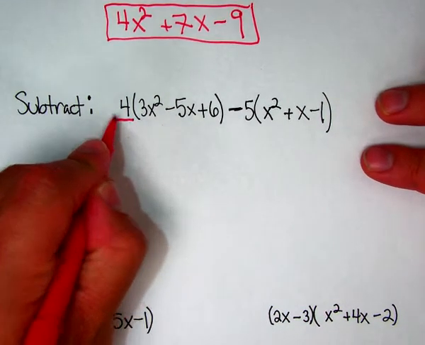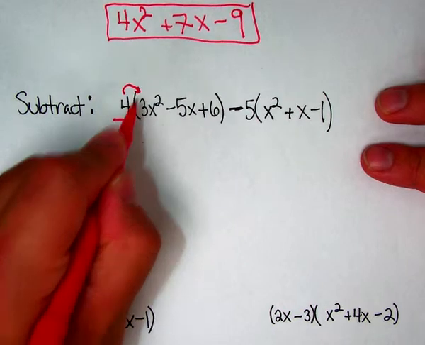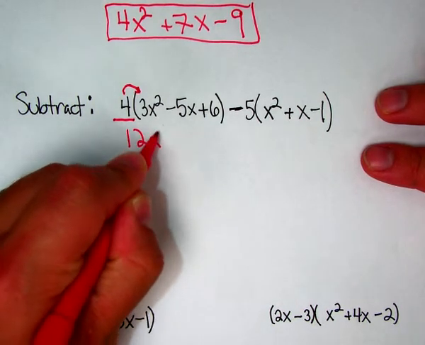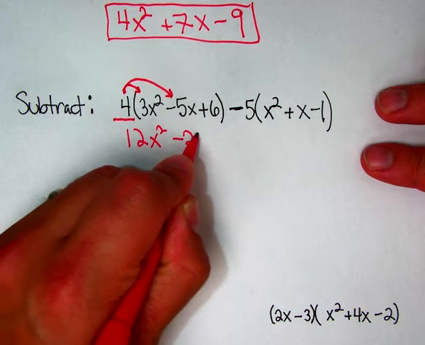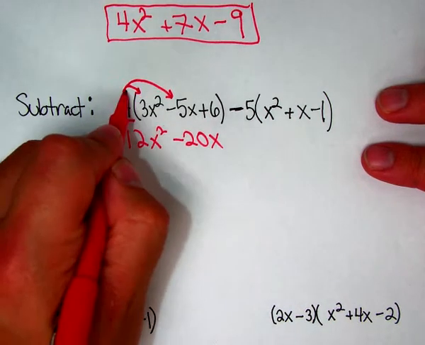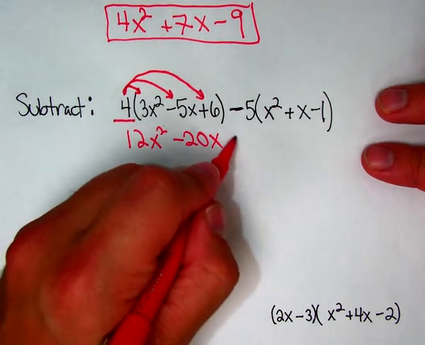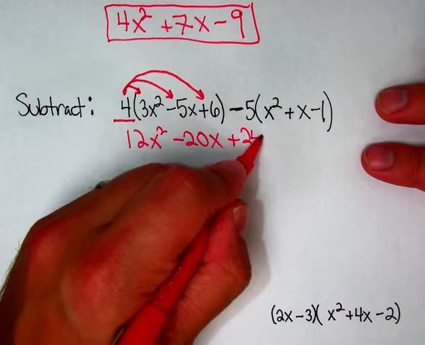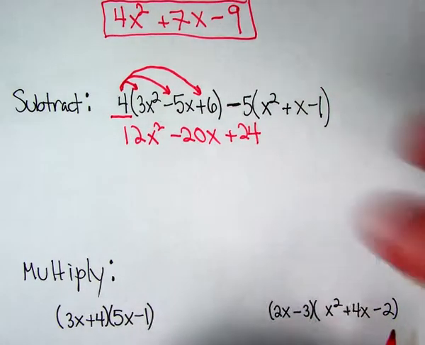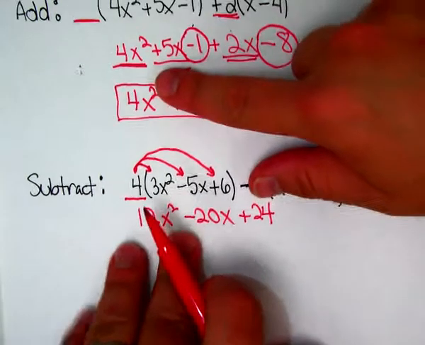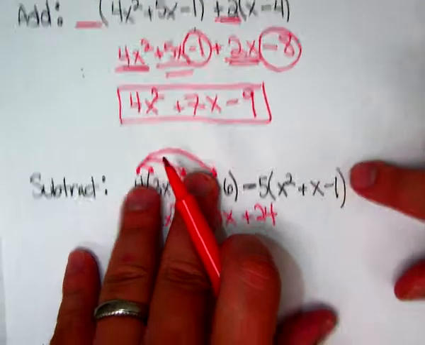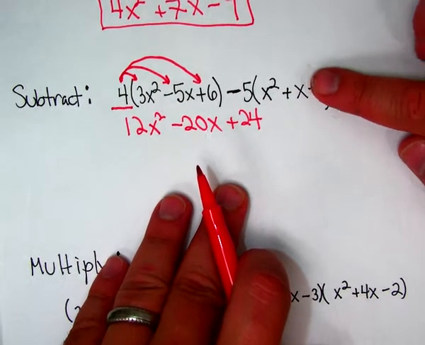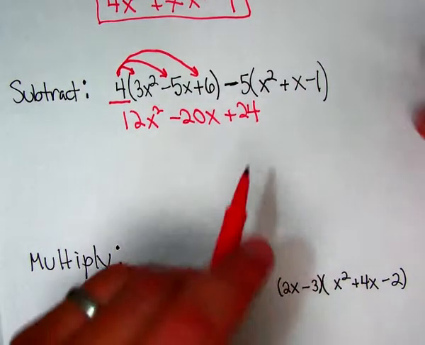So if we take the 4 and let's distribute that first, we end up with 12x squared. Take the 4 and distribute it to the negative 5. We have negative 20x. And take the 4 and distribute it to the 6. We end up with positive 24. Now, I showed you the horizontal method of adding these together right here in the first example. This is horizontally doing these. This example, I'm going to do it vertically so you can see the lining up of them vertically done.